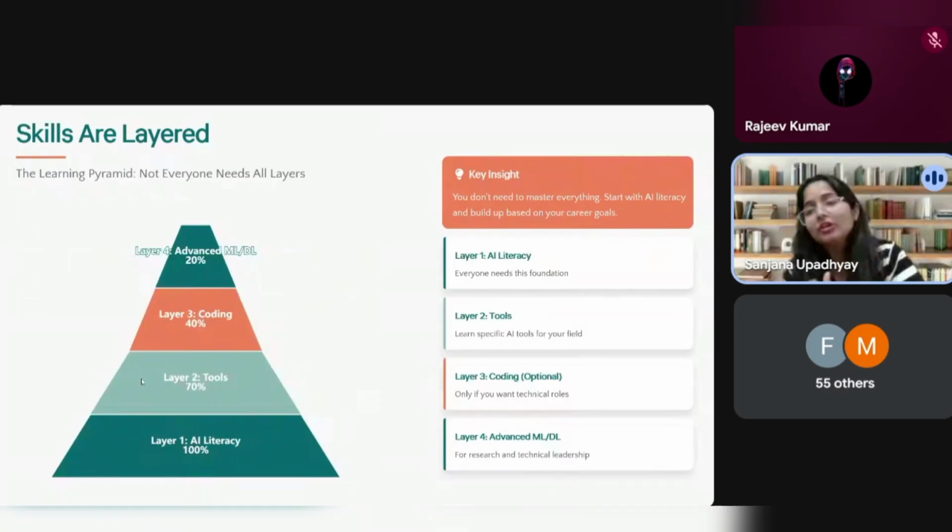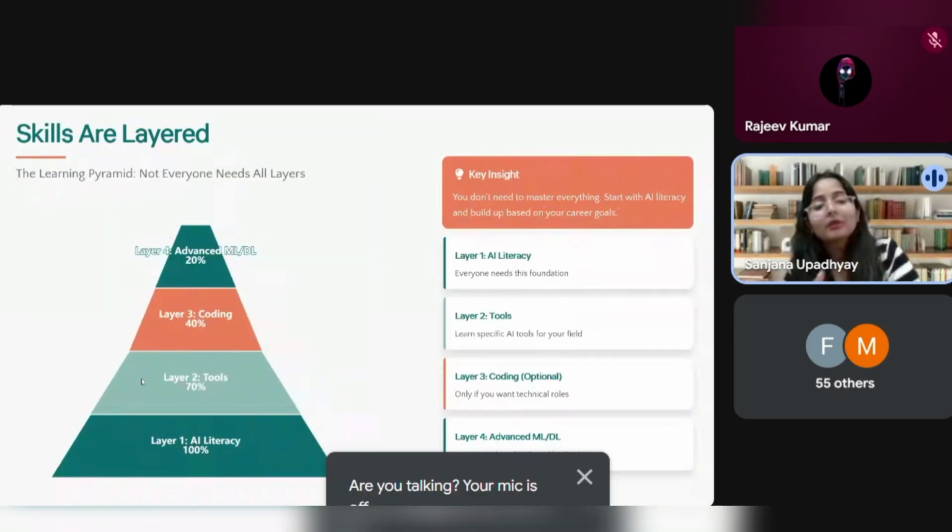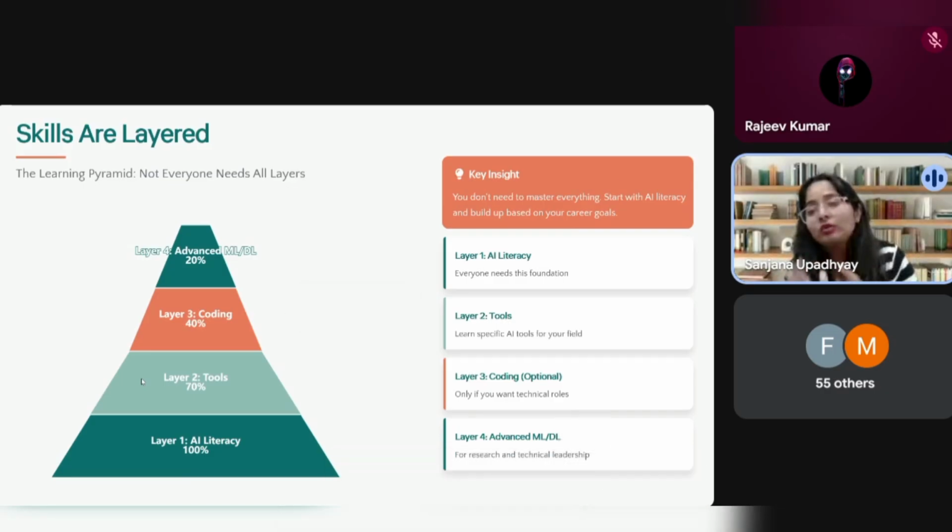Let's say you're a healthcare professional who wants to transition. The first layer is 100% AI literacy you need. That is, you should invest yourself in learning how AI is actually working, and you should have that literacy. From this workshop, I believe you already have at least 30% literacy. It is not that vast.